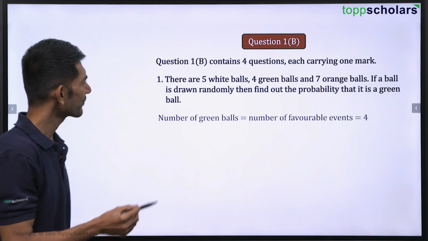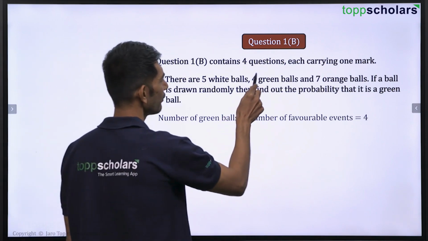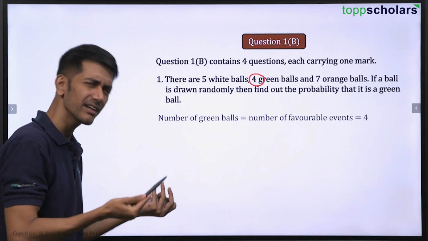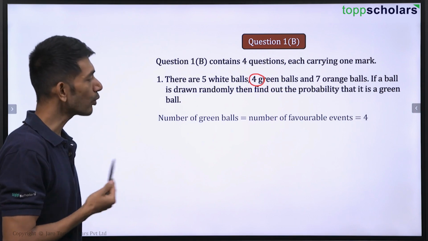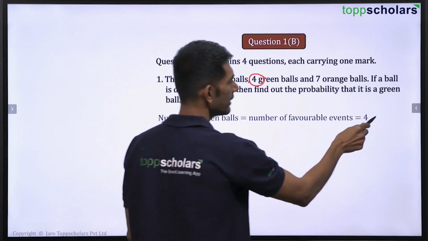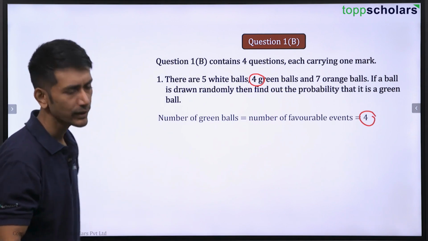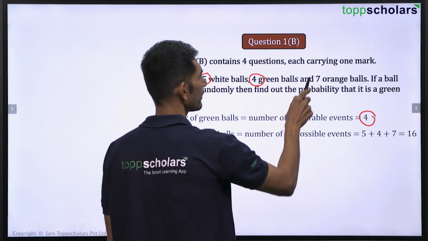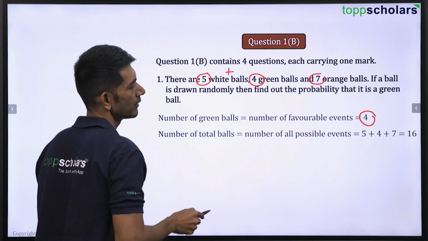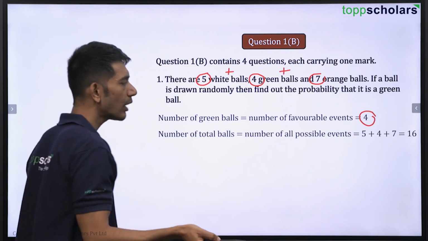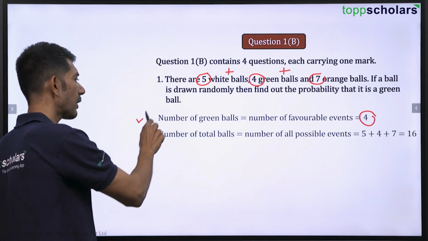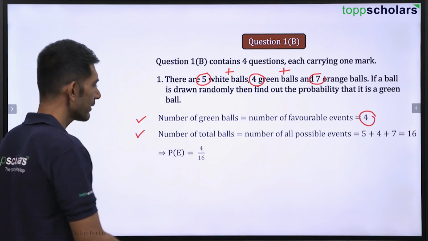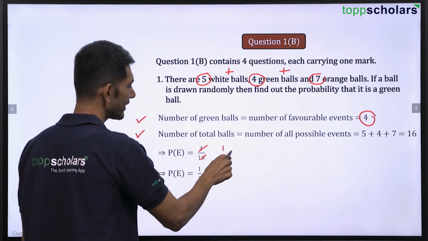Now see, how many green balls are there? Can I say there are 4 green balls? So if there is some event, you can call it as event A or event E depending on the question. How many total balls are there? So see, number of favorable outcomes are 4. What are the total number of outcomes? 5 plus 4 plus 7. 5 plus 4 is 9. 9 plus 7 is 16. Now you know how to find out the probability. Number of favorable outcomes divided by total number of outcomes. That is 4 by 16. And 4 by 16 is nothing but, always write down the answer in the reduced form.